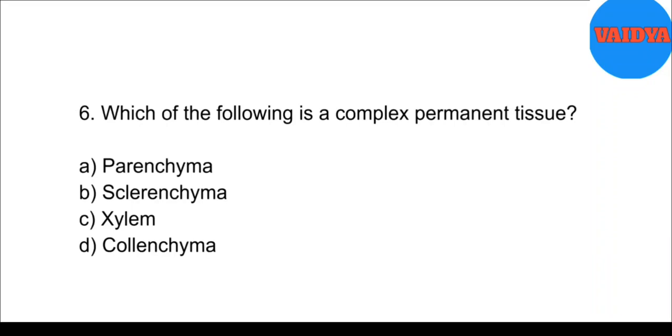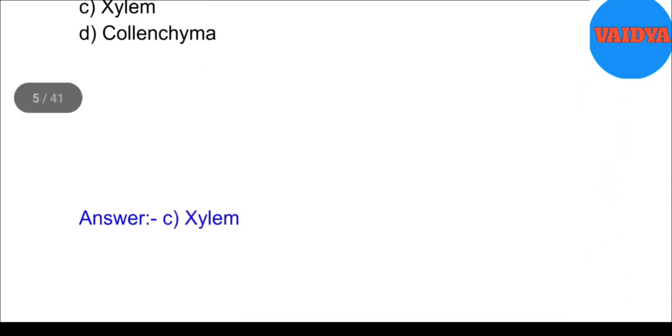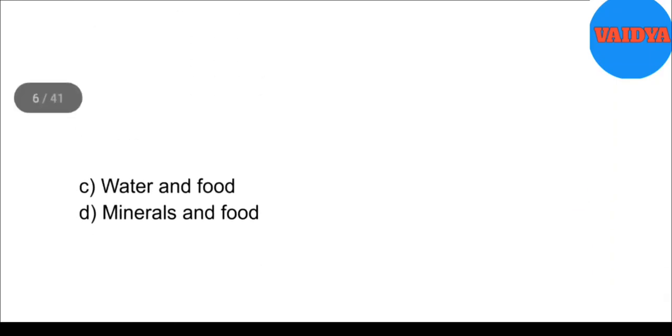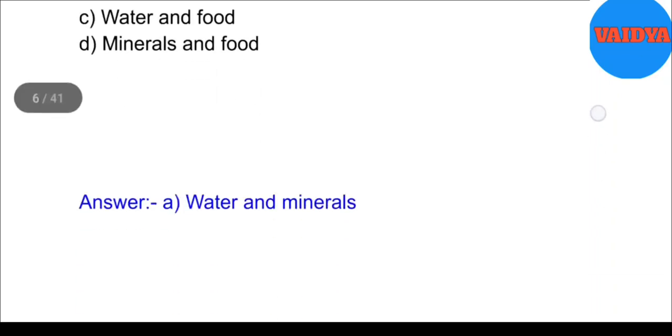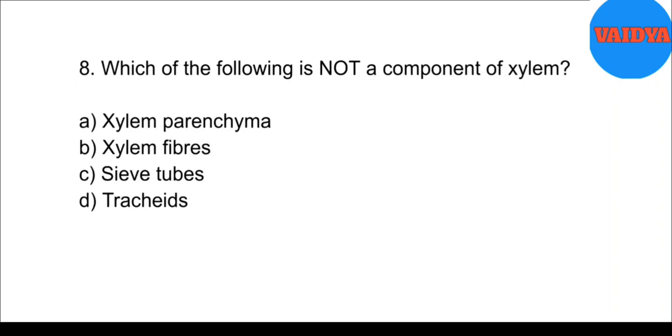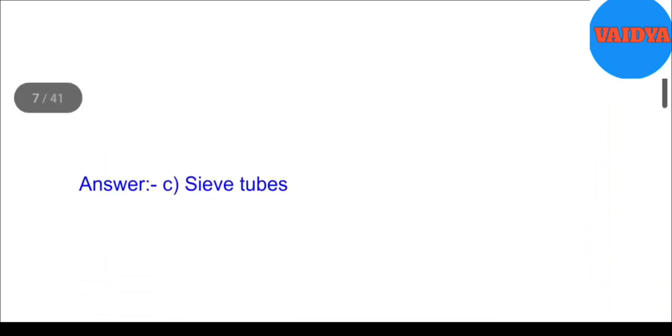6. Which of the following is a complex permanent tissue? A. Parenchyma. B. Sclerenchyma. C. Xylem. D. Parenchyma. Answer. C. Xylem. 7. Xylem is responsible for the transport of A. Water and minerals. B. Food. C. Water and food. D. Minerals and food. Answer. A. Water and minerals. 8. Which of the following is not a component of xylem? A. Xylem parenchyma. B. Xylem fibers. C. Sieve tubes. D. Tracheids. Answer. C. Sieve tubes.